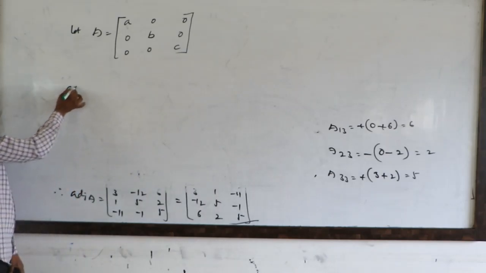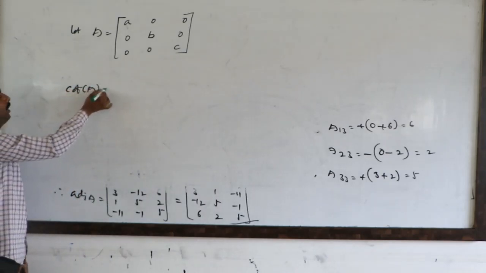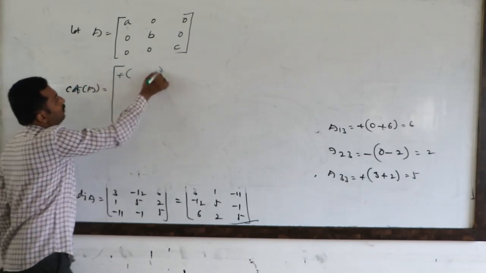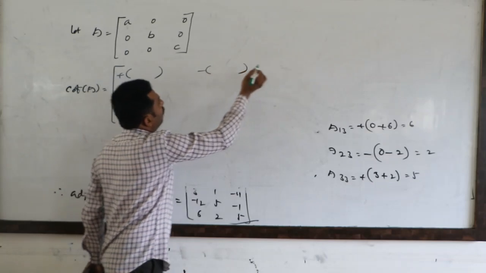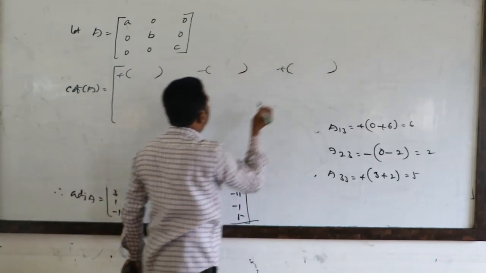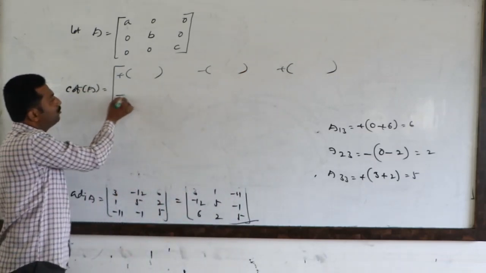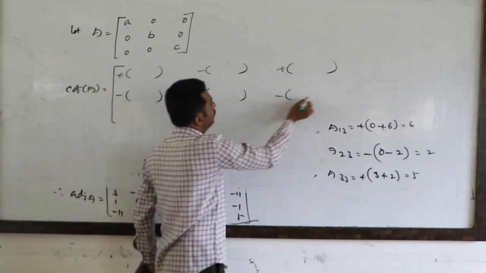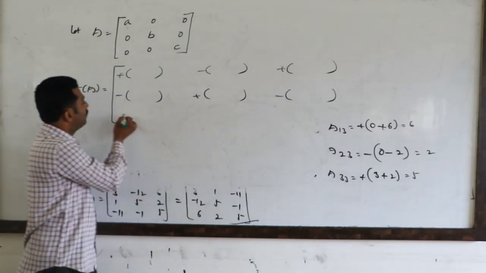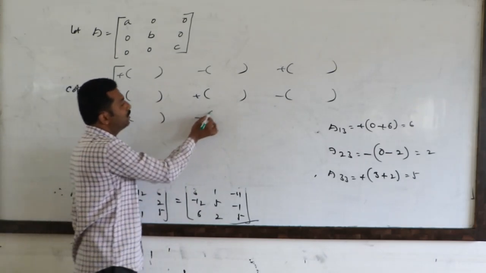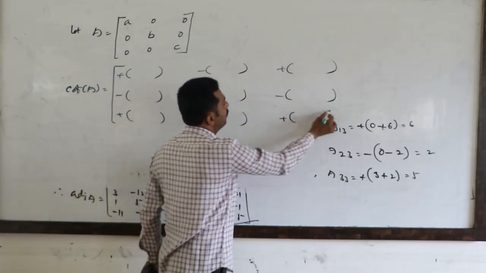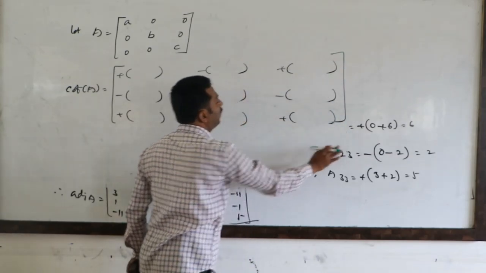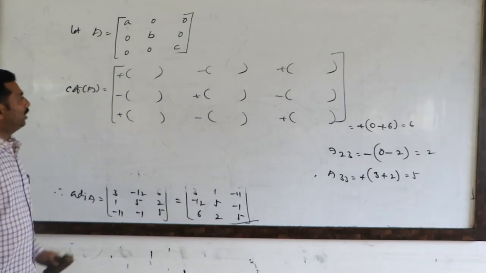First, cofactors of capital A. How to write the direct answer? Plus, minus, plus, minus. If this is plus, then this is minus. This is plus, this is minus. This is plus, this is minus. This is plus. These are the signs for cofactors of capital A.